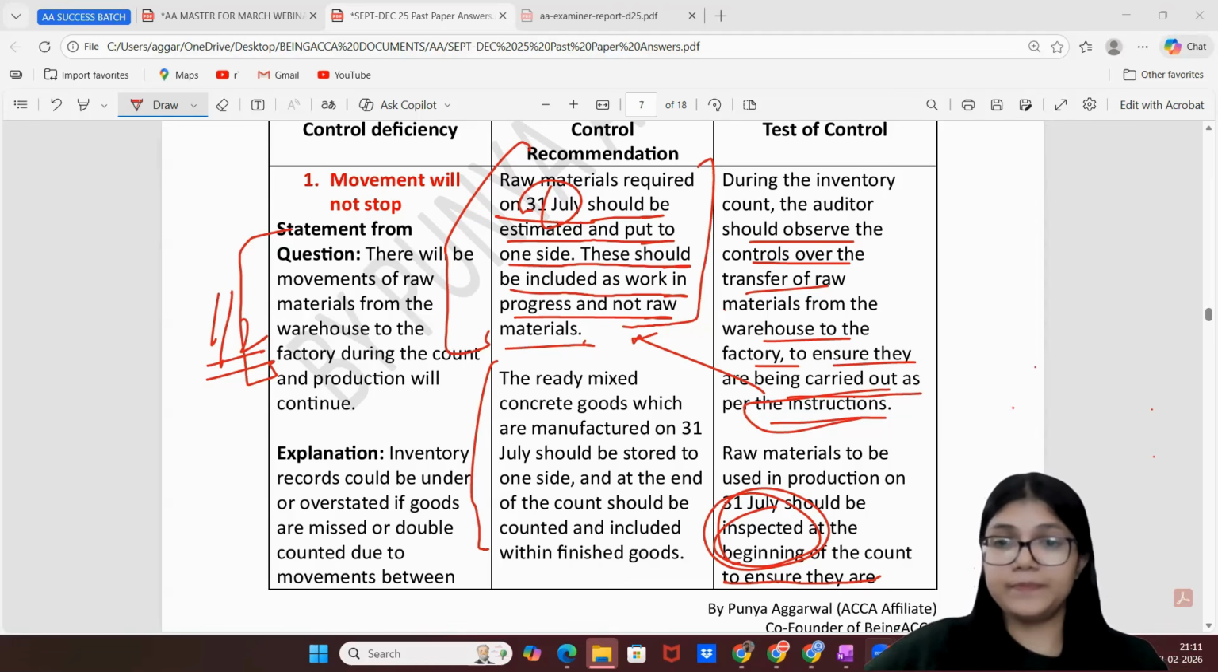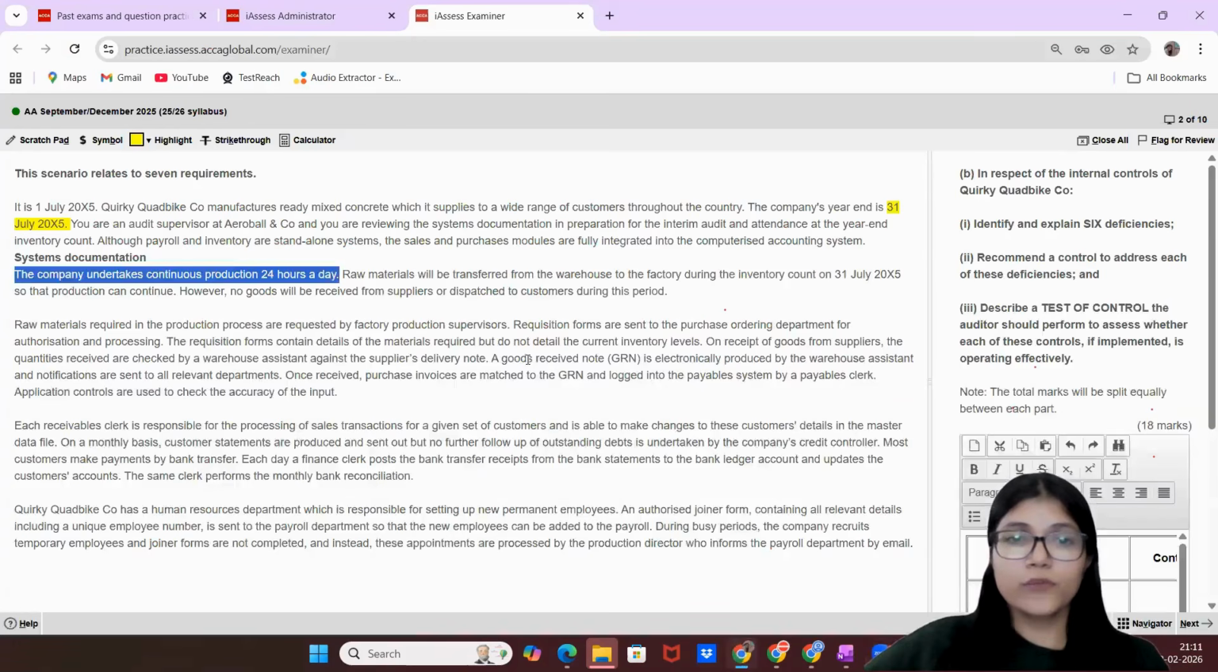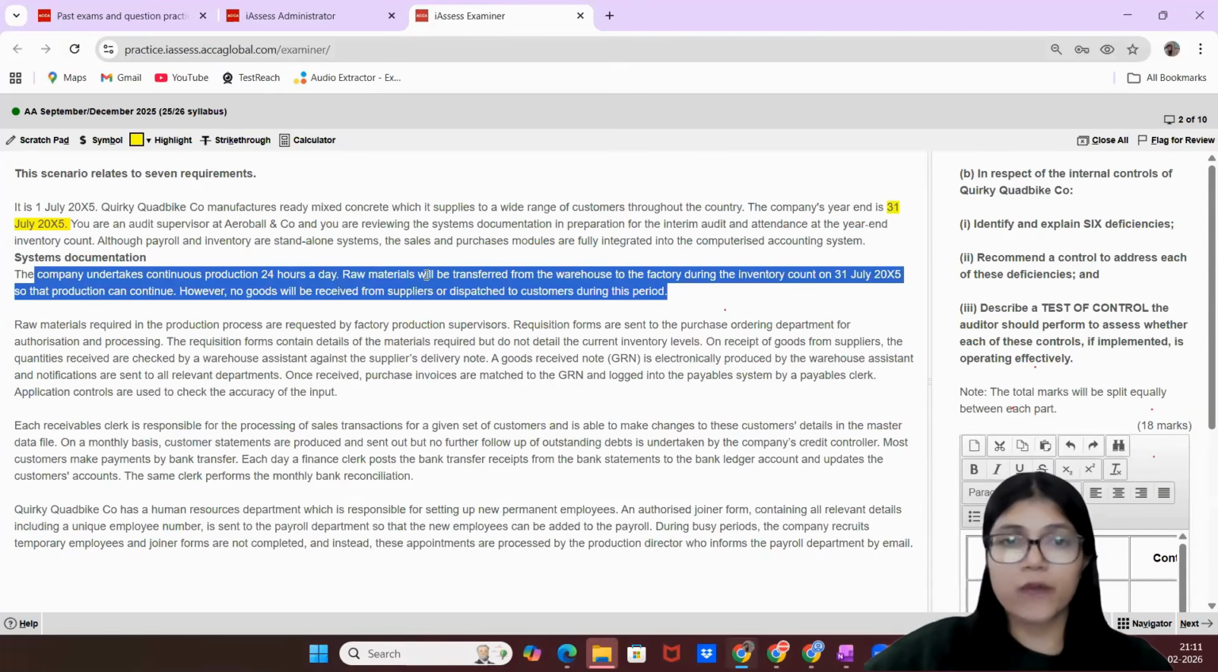Yeah. And in the test of control, you said we are going to review the same, whether they're separating or not, right? Yes. Okay. Thank you. All right. Let's move to the next one. So the first paragraph, we are done. We just have to ignore this now since we have written our answer for the first paragraph. All right.